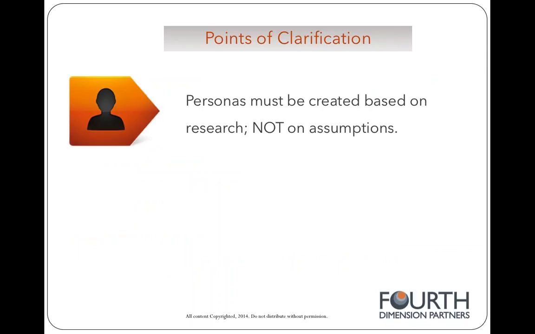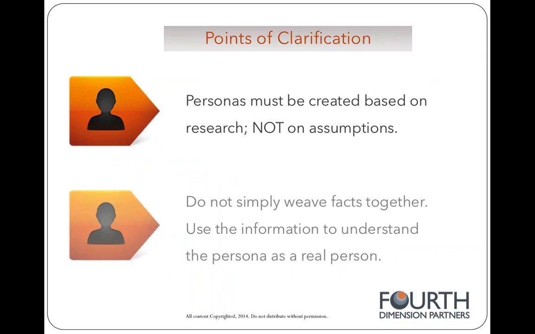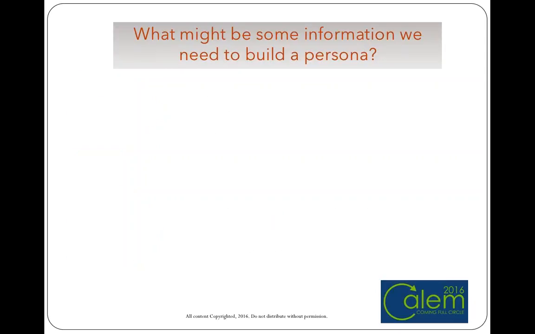Okay, points of clarification. You really have to look at your data a little bit to understand personas. You can't just make assumptions. If you make assumptions and you create a lot of material based on a faulty persona, you're going to generate nothing from it. In fact, you might turn people away. So you can't just weave facts together. You've got to be sure that you collect information and use that persona as a real person, right?